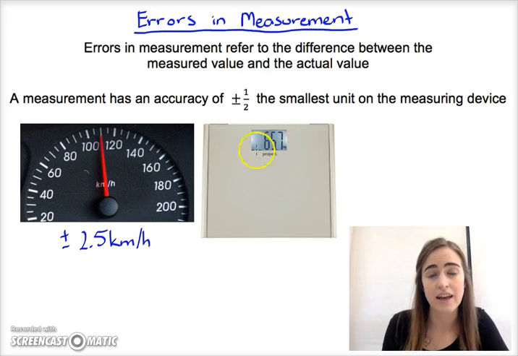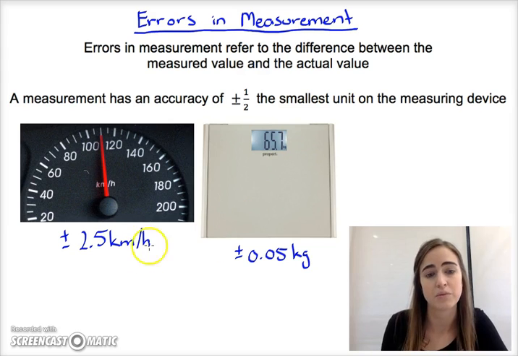If we have a look at these scales then, you can see it's got 65.7 kilograms written on it. So it's accurate to 1 decimal place, which means that it's going to have an accuracy of plus or minus 0.05 kilograms. It's plus or minus half the smallest unit, which was 1 decimal place.